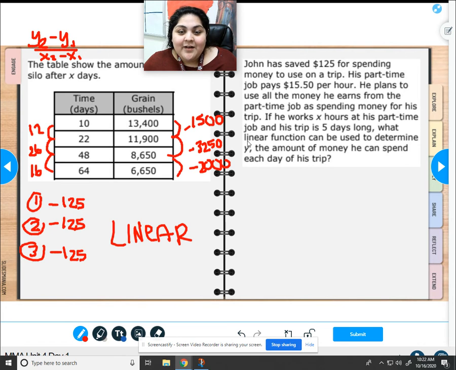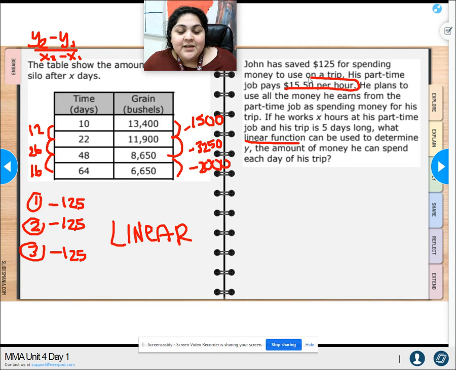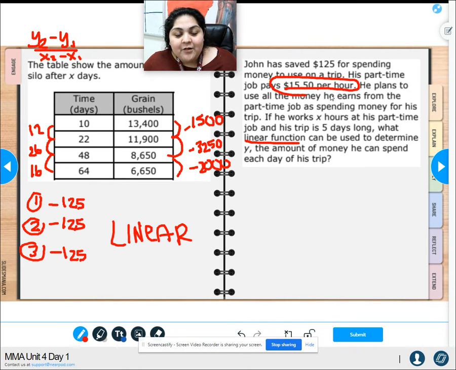be used to determine? They already told us linear function, and we also know that there's only one rate. The rate is not talking about area. It's not talking about anything that has to be doubled every day. It's just talking about he's going to get this every hour. It's a constant rate of change. Okay? So this is also linear.